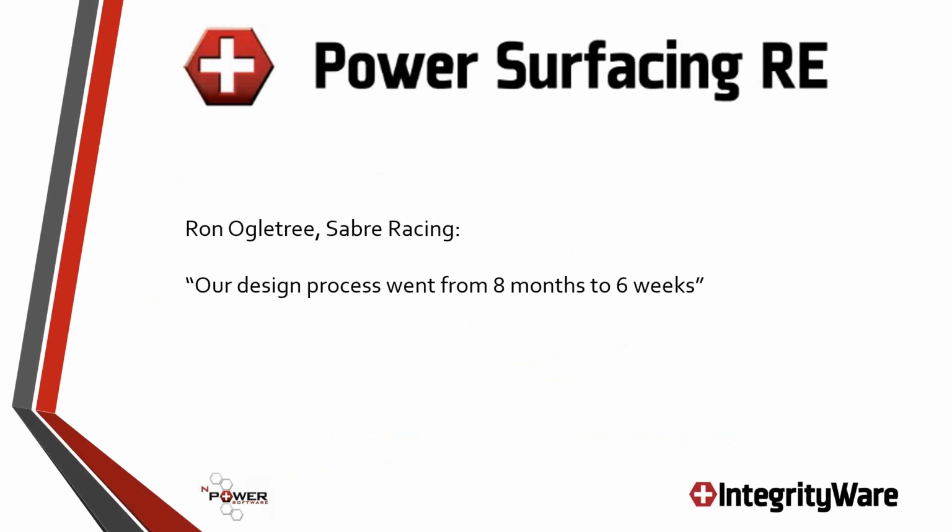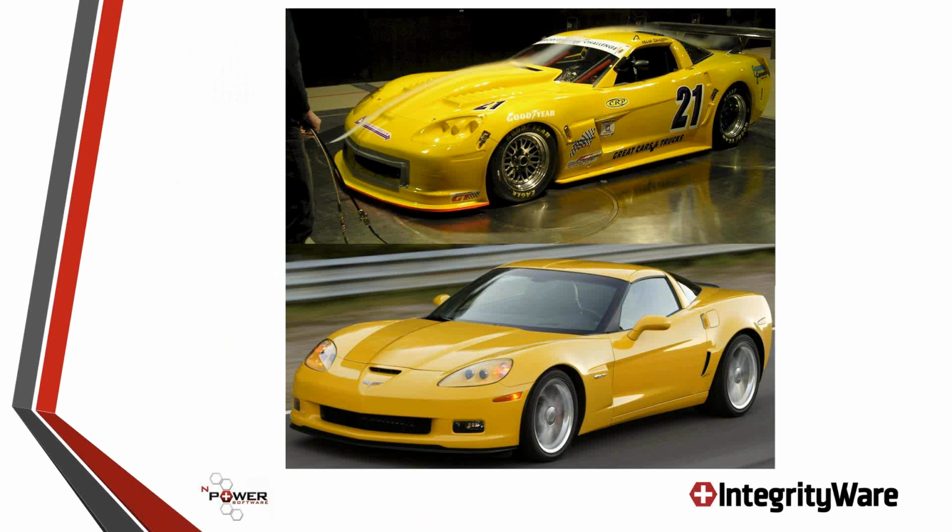One of our customers that's using Power Surfacing RE and absolutely loving it is Ron Ogletree at Sabre Racing. What they do is they design NASCAR cars, and they start with an original stock car and they turn it into a racing car. And Ron told me that his design process has gone from a typical eight-month process down to 6 weeks. And because of that, they've been able to do a greater amount of work and actually branch off into other things as well. Here's an example model that they use.